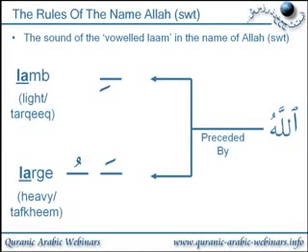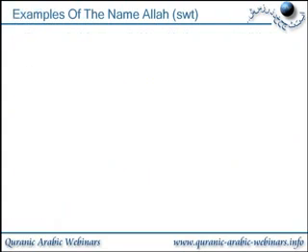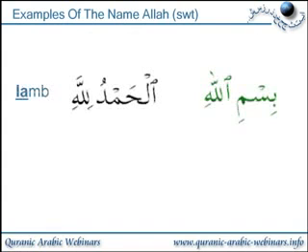Look at the last sound before the name Allah. If it's kasra, then the lam is going to be pronounced light. If the sound before it is not a kasra, then it will be a fatha or a dhamma, and then we pronounce the lam of Allah as tafkhim, which gives you the heavy la sound. So let's look at some examples.